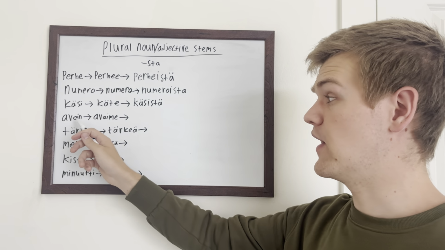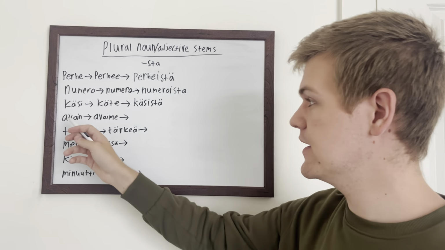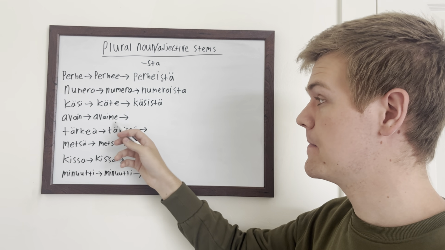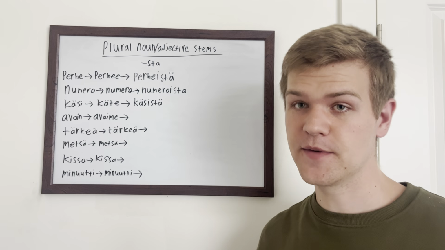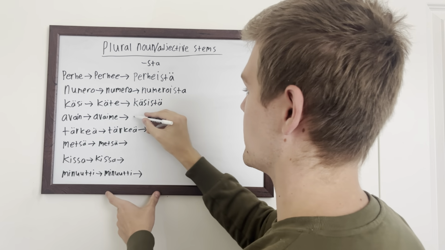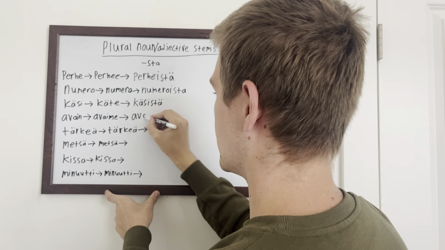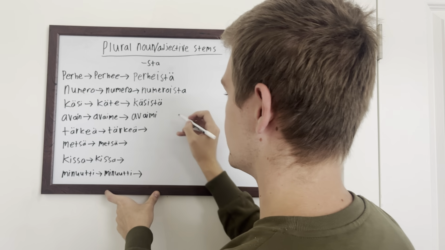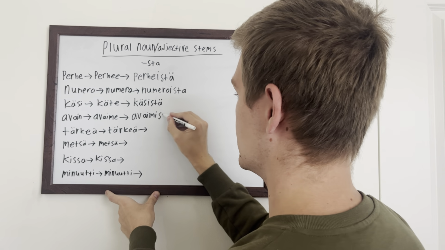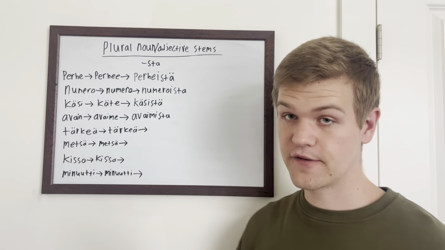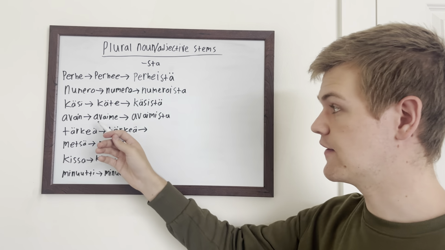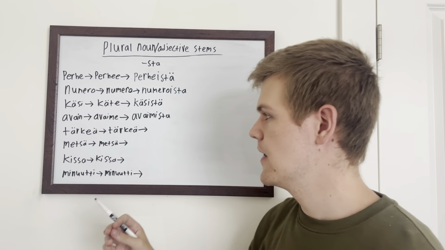This next one, avain, which is key. The stem of avain is avaime. And this one ends in an E and not a T. So E's are pretty easy. We can just replace the E with I. So we get avaimi. Then we can add STA, sta. So avaimista is from the keys rather than just avaimesta, which is from the key.